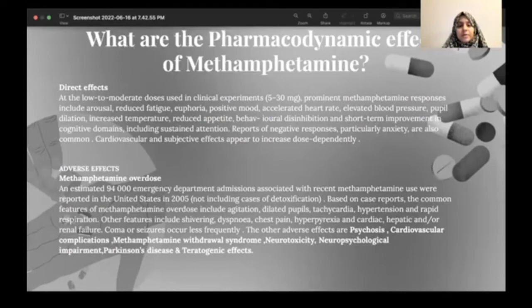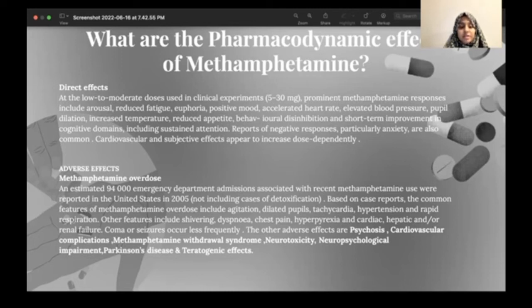I'm going to talk about the pharmacodynamic effects of methamphetamine. The direct effects are reduced fatigue, euphoria, positive mood, accelerated heart rate, elevated blood pressure, pupil dilation, increased temperature, reduced appetite, behavioral disinhibition, and short-term improvement in cognitive domains. Reports of negative responses, particularly anxiety, are also common. Cardiovascular and subjective effects appear to increase dose dependently.